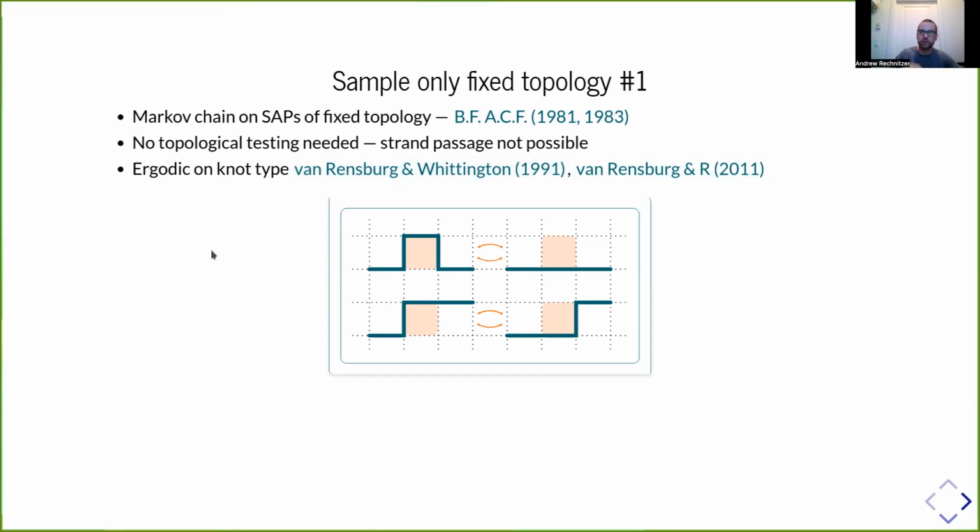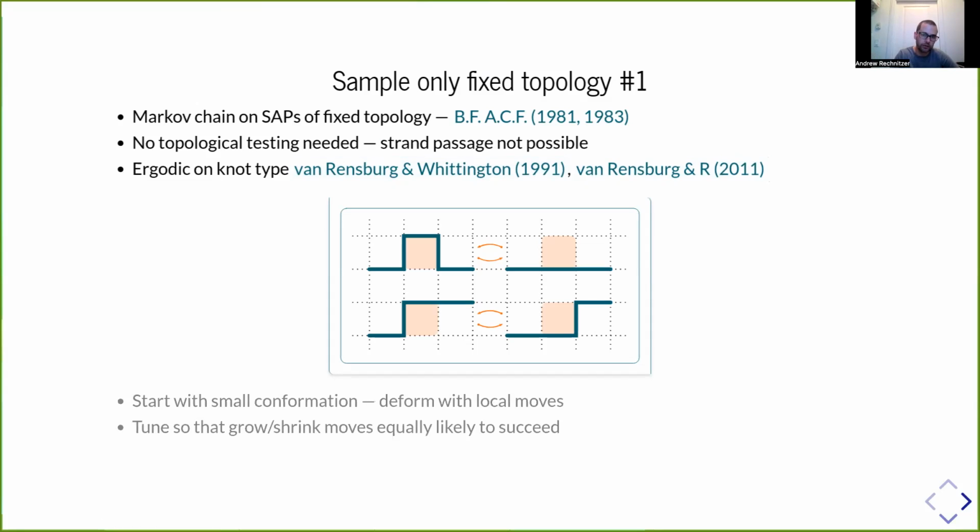Okay, so this works just by making little local deformations to the polygon. And you can start with a small conformation of a fixed topology and then deform it using local moves, which just do these little local conformation changes, and you can tune it so that it grows to become larger and shrinks to become smaller with equal probabilities.